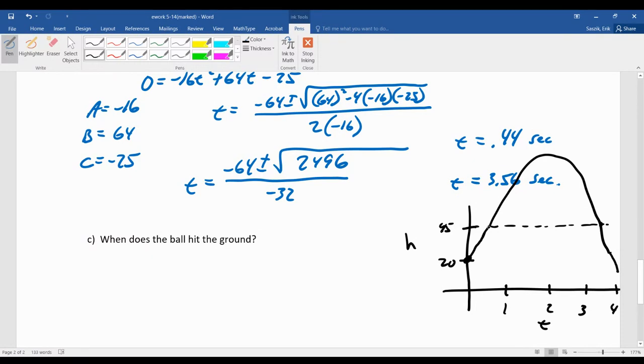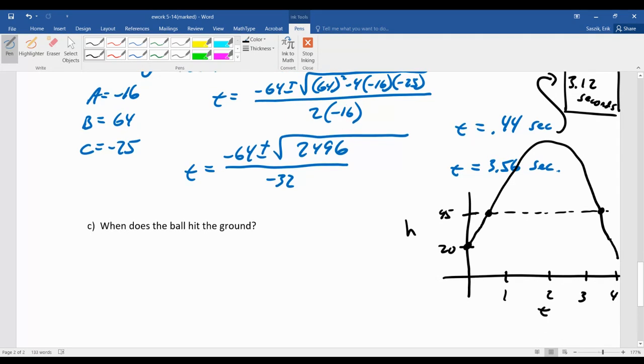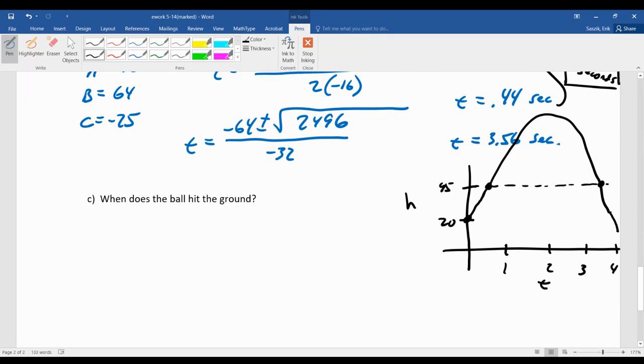So you see, it went above at 0.44. It came below at 3.56. So the amount of time spent above 45 feet is you would subtract these two. You would subtract these two, and you would get 3.12 seconds above 45 feet. Okay? Now you see here, the ball eventually is going to hit the ground.